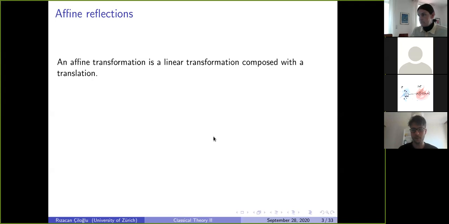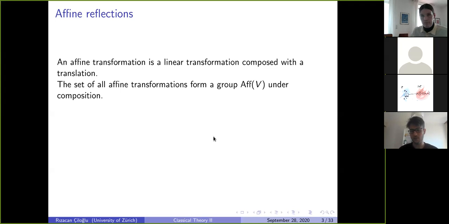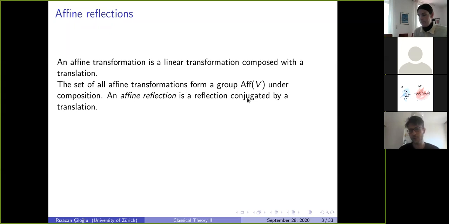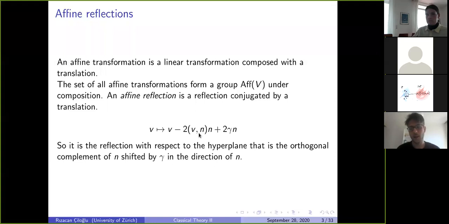These affine transformations form a group under composition, thanks to the fact that linear transformations just don't do anything to translations, they are linear. We will denote this group by F(V). And then an affine reflection will be a reflection conjugated by a translation. Again, if you write it out in the previous formula for a reflection and use the bilinearity of the inner product, you get something like this for lambda a real number. So any affine reflection can be written like this for n a vector that has norm one, that's length one. It turns out to be the reflection with respect to the hyperplane that is the orthogonal complement of n, shifted by gamma in the direction of n.